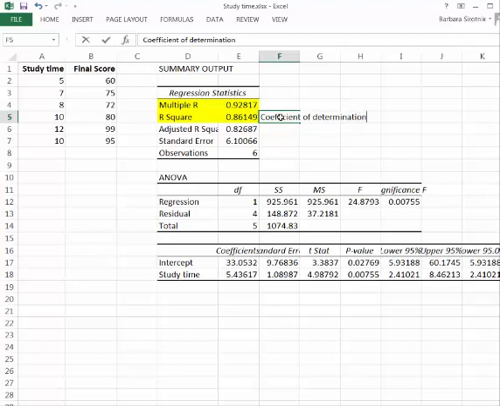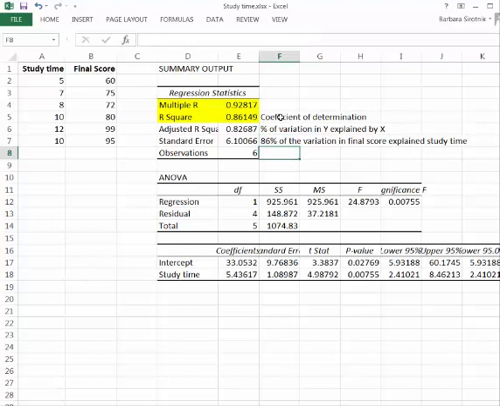What is this coefficient of determination? Well, that tells you the percent of variation in y that's explained by x. And in this case, what that means is that 86% of the variation in final exam score is explained just by knowing study time. And that's pretty good. That's a lot of the variation explained. What's the other 14% due to?